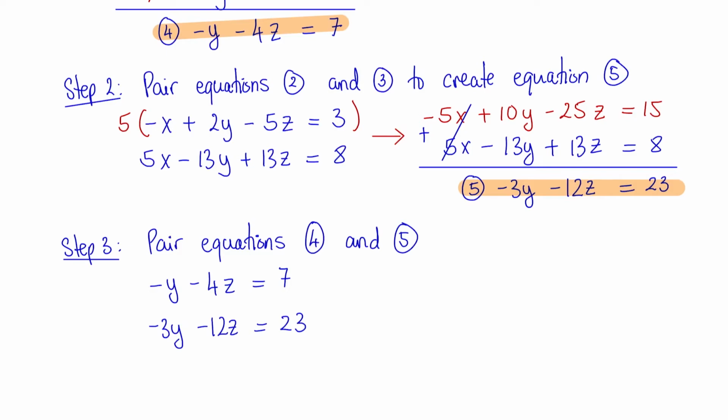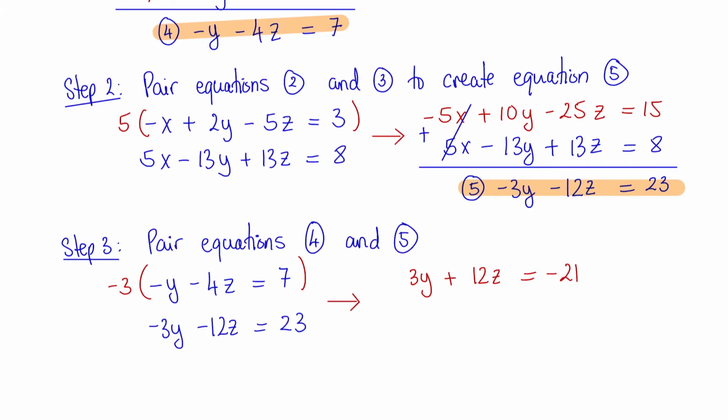I will use the addition method in this case. I want to eliminate y. In order to eliminate y, the coefficients need to be opposite. So for example, this coefficient is negative 3, then this coefficient must be positive 3. So in order to turn negative 1 into positive 3, I need to multiply by negative 3, and I have to do it on both sides of the equation. So I have 3y plus 12z equals negative 21.